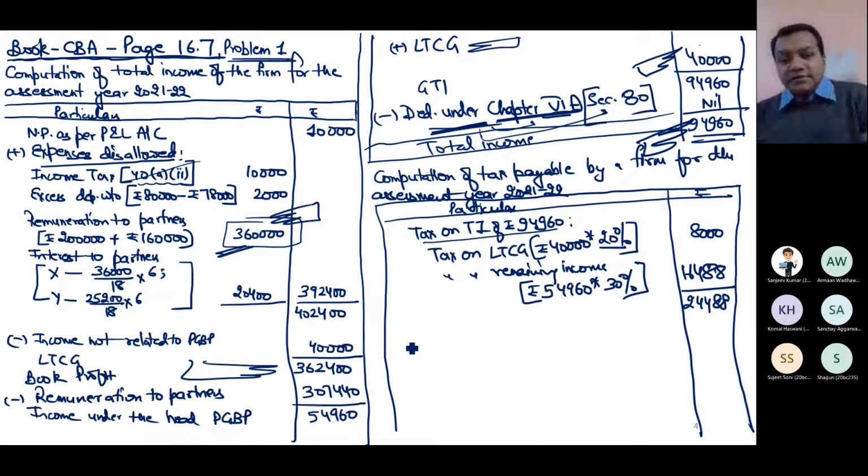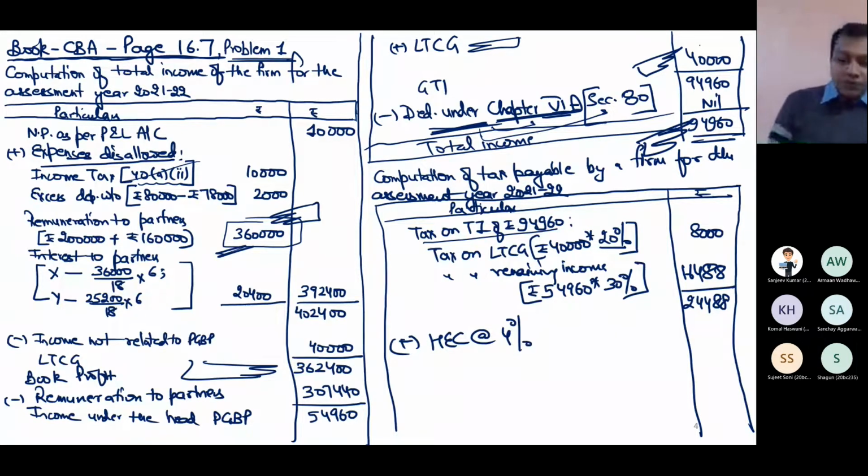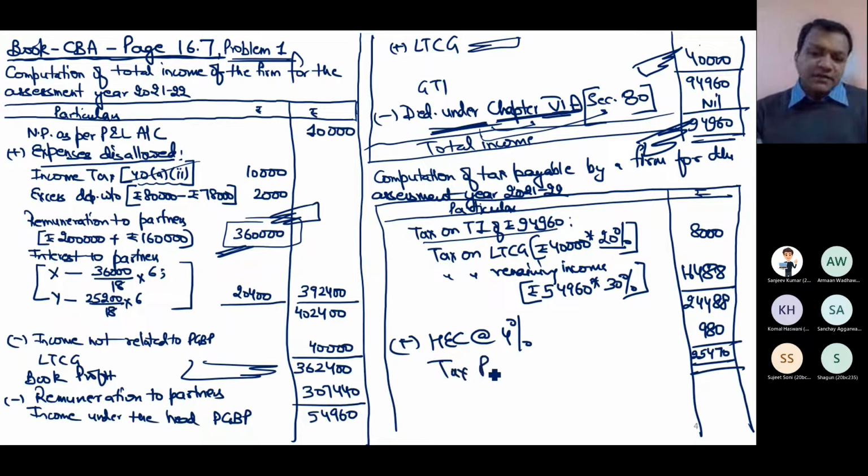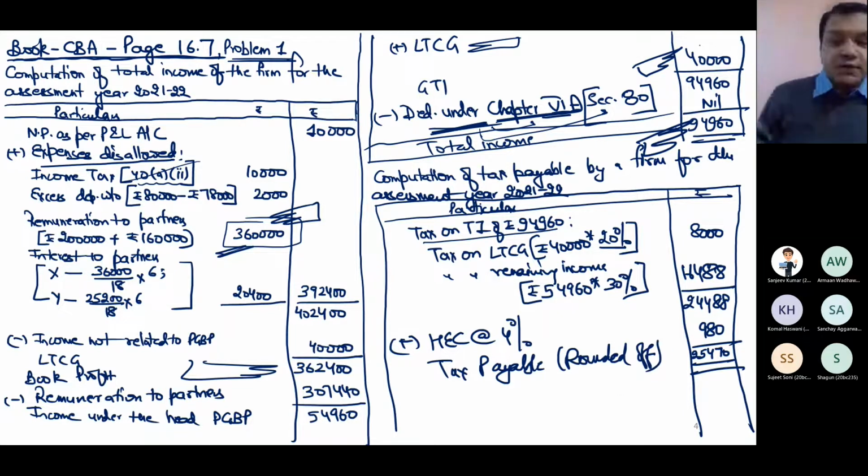And then health and education cess at the rate of 4%. Surcharge is also nil because the income does not exceed 1 crore. 24,488 into 4% is 980. So 25,470 is the answer. So half the question is complete. Partners are still left. This is the tax payable, rounded off 25,470.